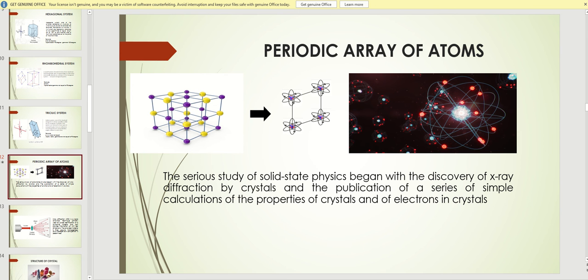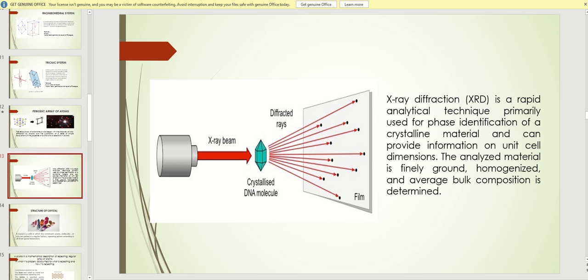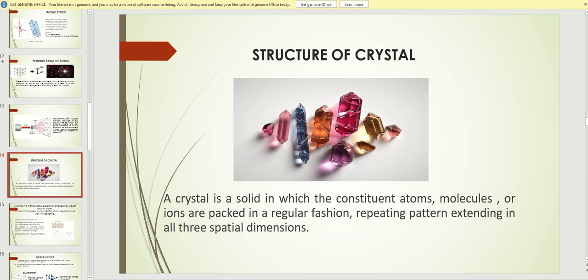of the crystal. So X-ray diffraction, or XRD, is a rapid analytical technique primarily used for phase identification of crystalline material and can provide information on unit cell dimensions. The material is analyzed as a fine ground, homogenized sample, and average bulk composition is determined. So as you can see in the image, this is how X-ray diffraction works. We're going to move on to the structure of crystals.